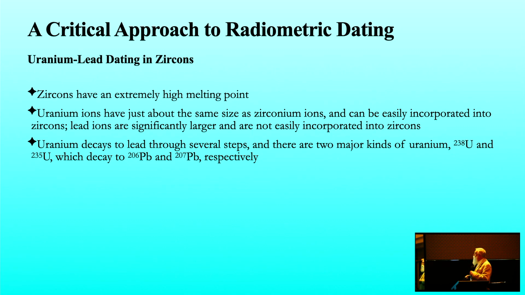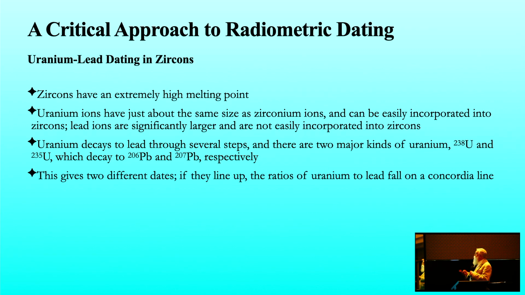Uranium decays to lead through several steps. There are two major kinds of uranium, uranium-238 and uranium-235. Uranium-238 decays to lead-206, and uranium-235 decays to lead-207. Don't worry about exactly how that works; the physicist will tell you it's true, and it is. This gives two different dates. Hey, if they line up, maybe we can trust them. And there's a thing called a Concordia line that tells you where they line up. And you're going to see a Concordia line in just a minute.